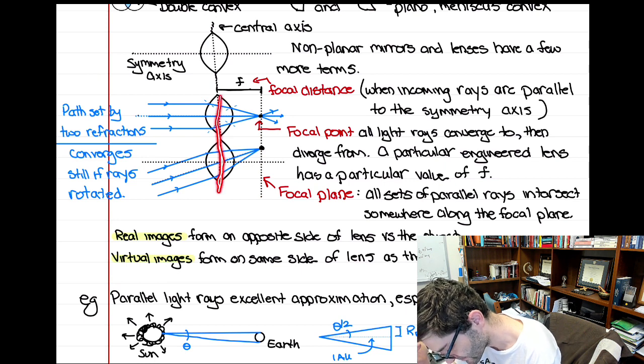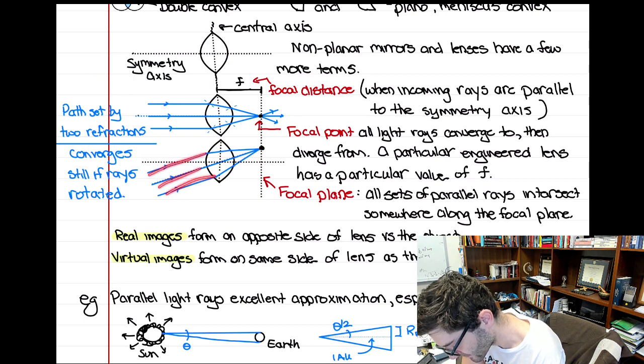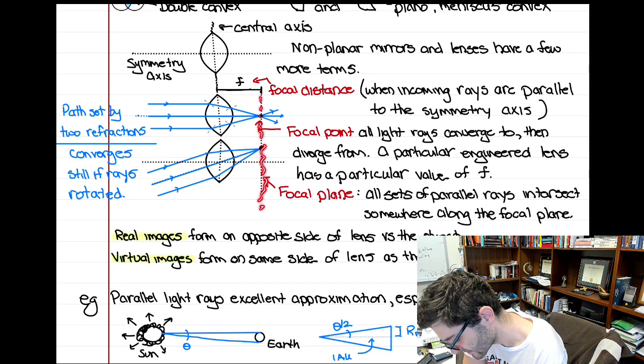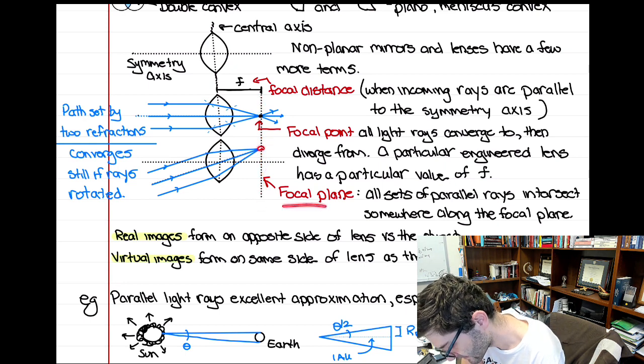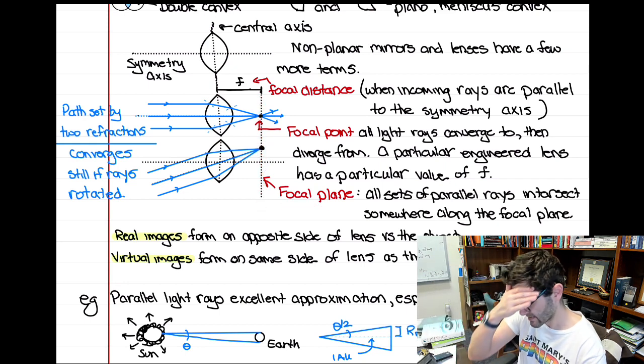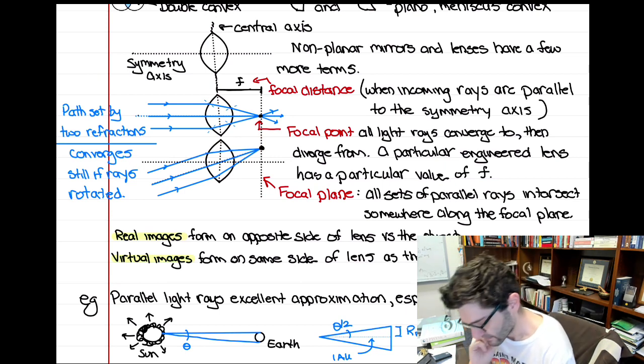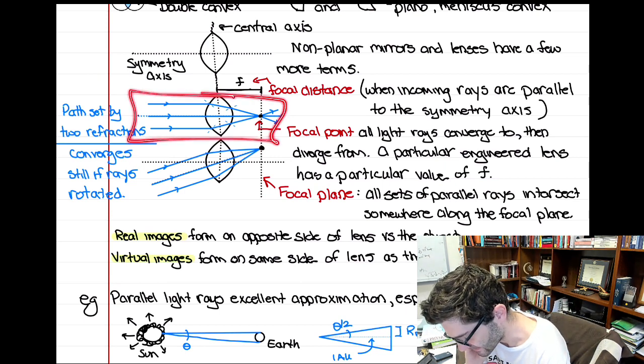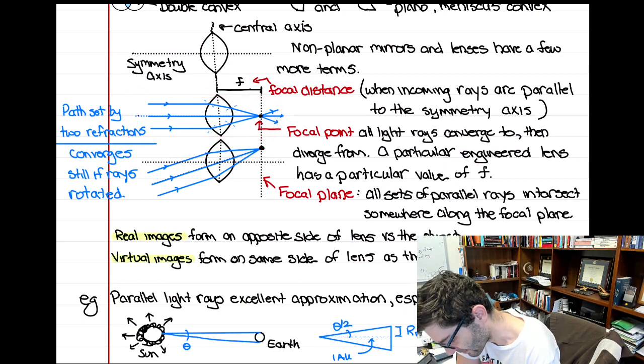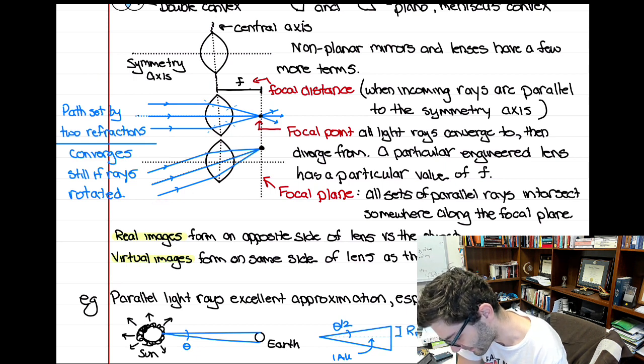So again, if these two are aligned on the central axis, but then light rays are sent in at an angle here, they converge to somewhere on this plane, which we call the focal plane, then they have this particular focal point. Again, we're always going to consider this case, but just to point out that these lenses do have this property no matter how the light comes in.